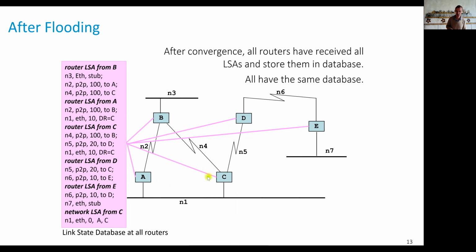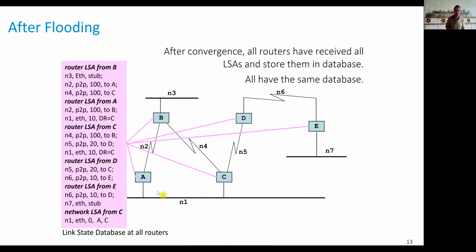So when A and C discover that they are on the same LAN, they quickly elect one of the two, typically the one that has the largest identifier, will become the designated router. So here it is C that became the designated router. So we see that here. That means that C has to speak for network N1.